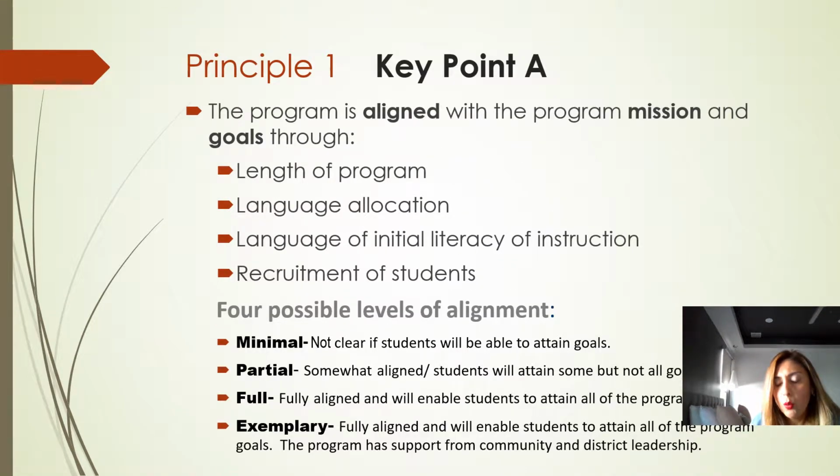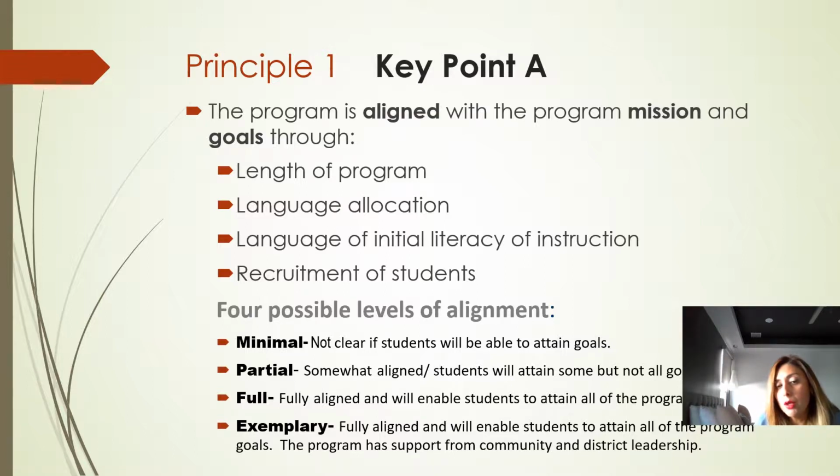Let us begin with Principle 1, Key Point A. The program is aligned with the program mission and goals through the length of the program, the language allocation, the language of initial literacy instruction, and the recruitment of students. If all of these characteristics of Key Point A are implemented, then the program is aligned with the mission and goals. The way it is measured: if it's minimal, it's not clear if students will be able to attain the goals of this key point.